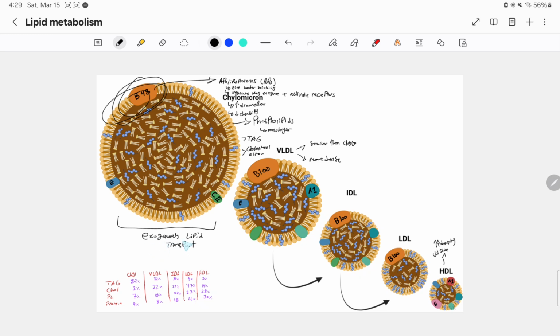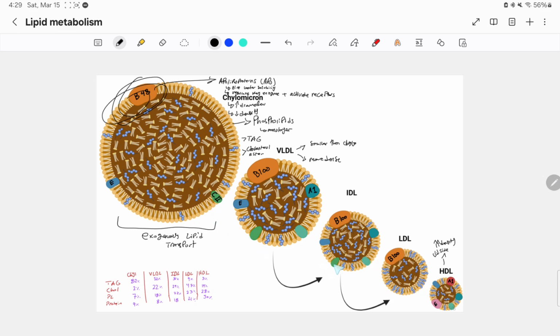What does exogenous mean? Not from the body. In other words, it's carrying dietary lipids to the rest of the body, and then it will end up going to the liver and depositing any remainder there. We'll look at that pathway soon.